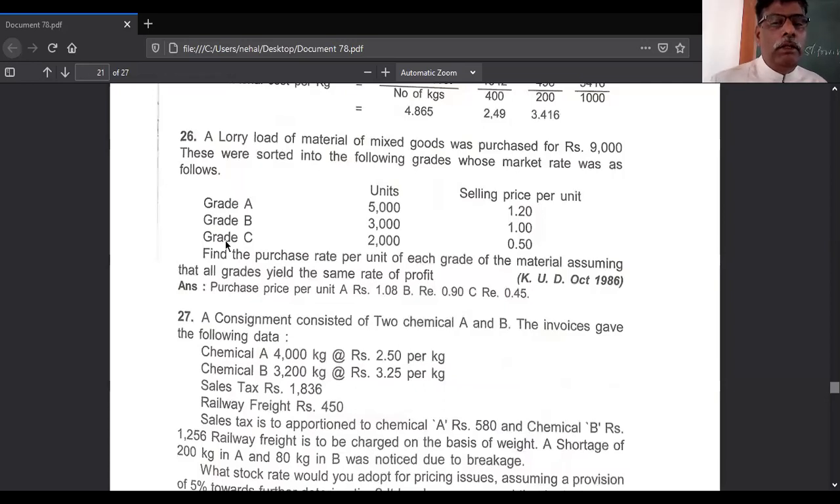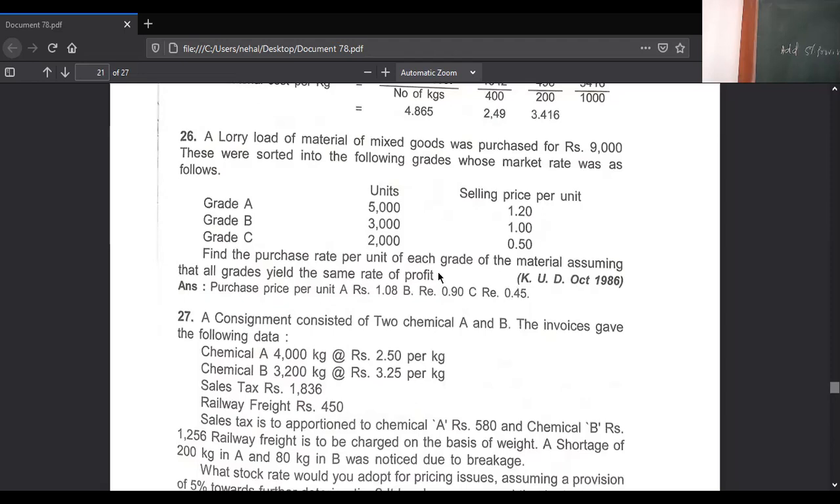Find the purchase rate per unit of each grade. Find the purchase rate of each grade of material, assuming that all the grades yield the same rate of profit. On all the grades, there is the same rate of profit. Okay. What is the cost? Purchase is 9,000. Purchase cost means purchase price is the cost, and selling price is given here.